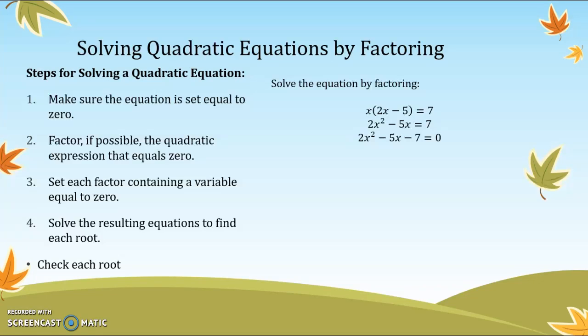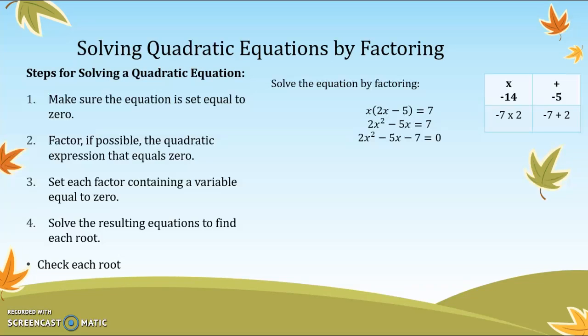I see I have 3 terms here, but that the first and the last term are not perfect squares, so I cannot use a perfect square trinomial. So we'll have to multiply using the AC method. So we'll have to find two numbers which multiply to 2 times -7, which is -14, and add to the middle number of -5.